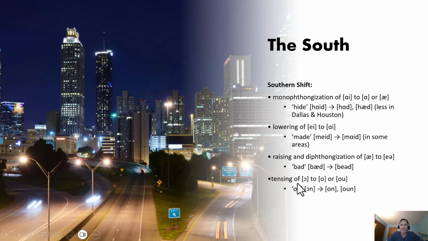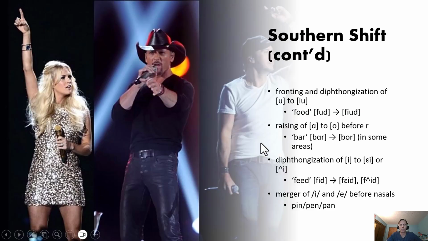Also, the tensing, and tensing is when you tense a vowel, your tongue kind of gets more tense and less relaxed. So the tensing of "ah" to "o", so "on". I put that on the stove, right? These are examples of the Southern vowel shift, and I've represented the South here in this image with the great and thriving city of Atlanta, a wonderful place. And here are some country stars whose music often features a Southern accent.